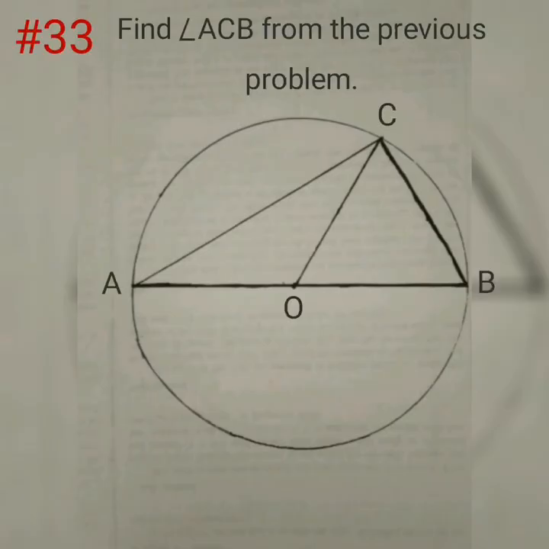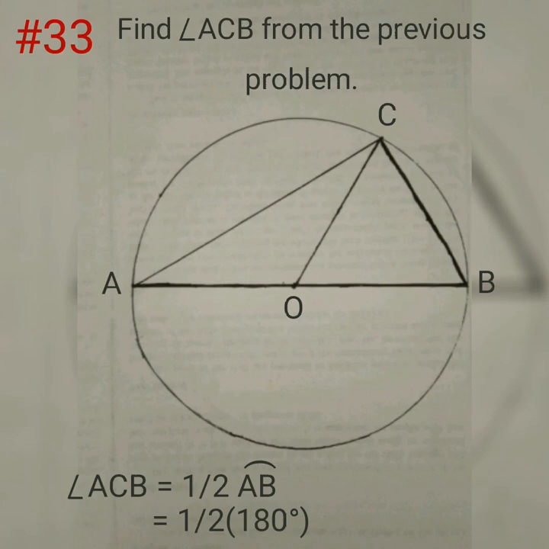Find angle ACB from the previous problem. Angle ACB intercepts arc AB, which is a semicircle. Since angle ACB is an inscribed angle, it is half the measure of its intercepted arc. So half of 180 is 90 degrees.